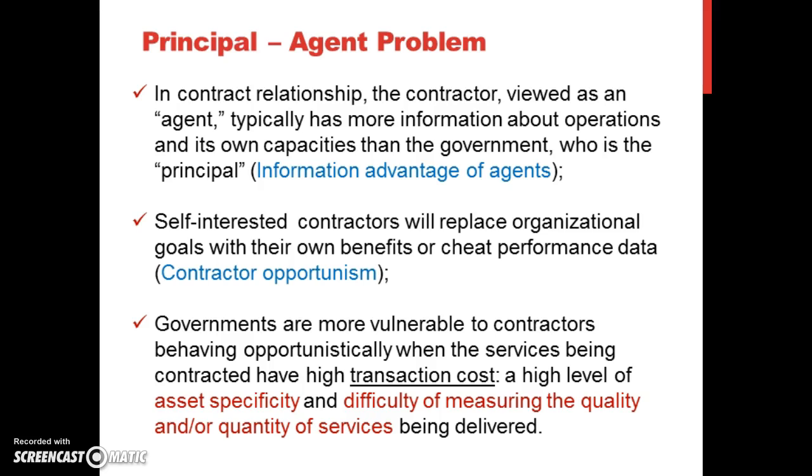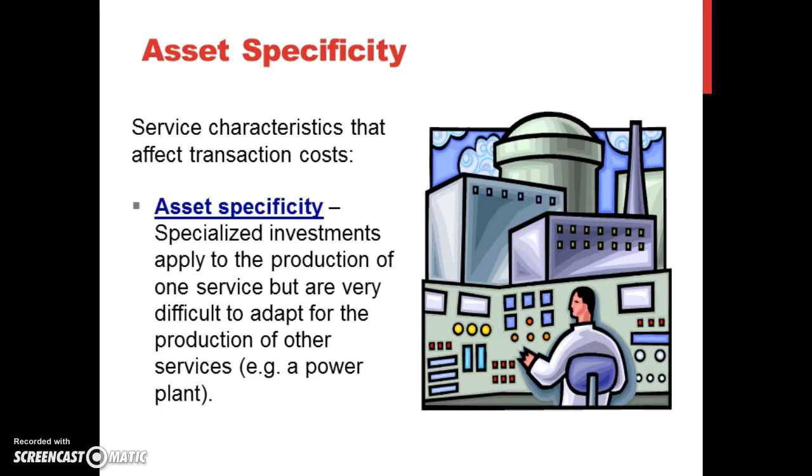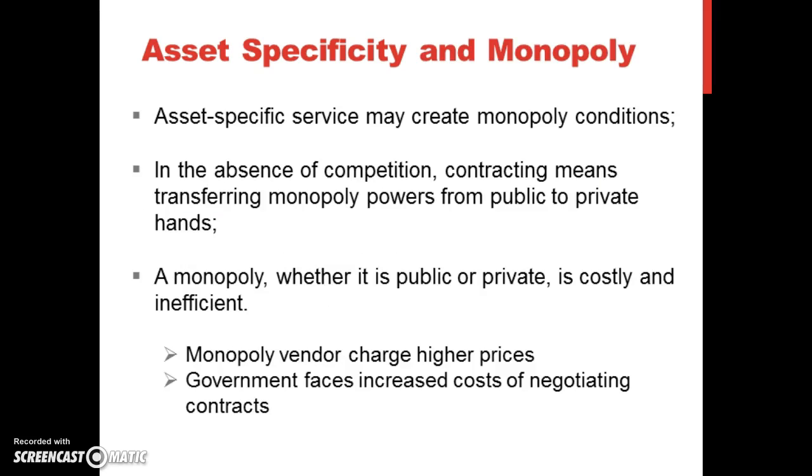The first service characteristic that affects transaction cost is asset specificity. Asset specificity refers to specialized investments that are applicable to only one service, but are very difficult to adapt for other services. Examples are power plants or water treatment facilities. Actually, power plants cannot be used for other services, including transportation and medical service. So we can say power plants are asset specific. In this slide, we'll learn why asset specificity will lead to high transaction cost.